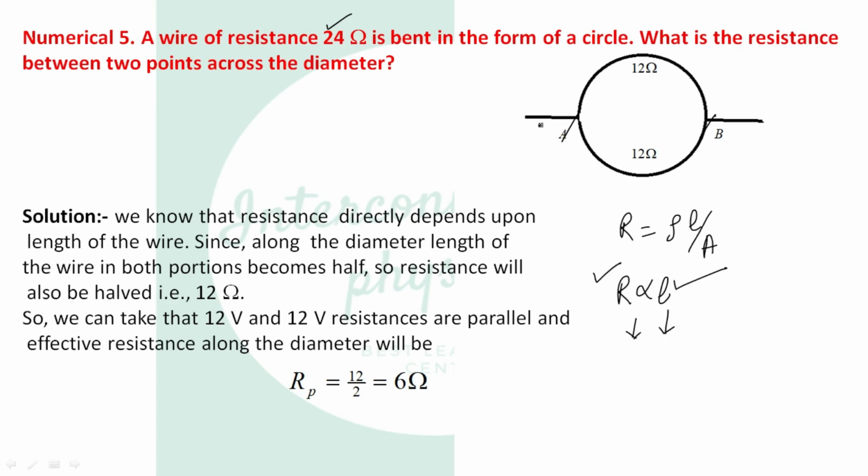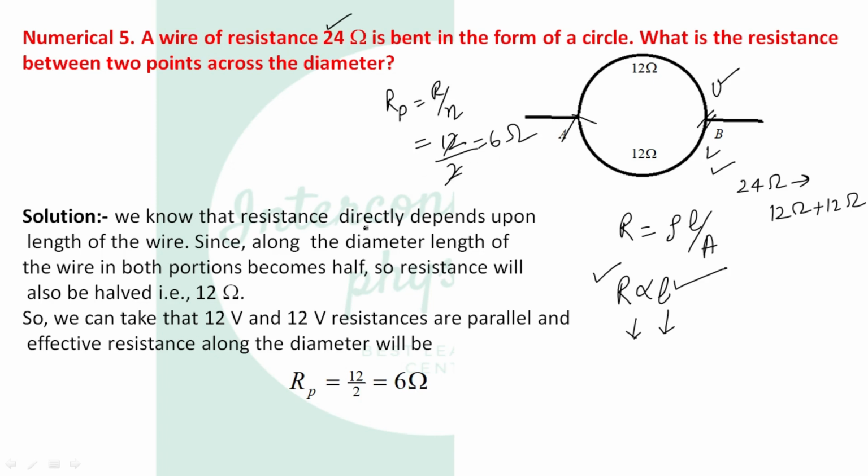That means when we take two sections of this circle, upper half and lower half, the 24 ohm will be divided into 12 ohm plus 12 ohm. That is 12 ohm upper half and 12 ohm lower half of the circle. That means the upper resistance and the lower resistance are parallel to each other. If the same resistors are parallel, the answer is R divided by N. So R is 12 ohm, divided by the number of resistors, that is 2, the answer is 6 ohm.